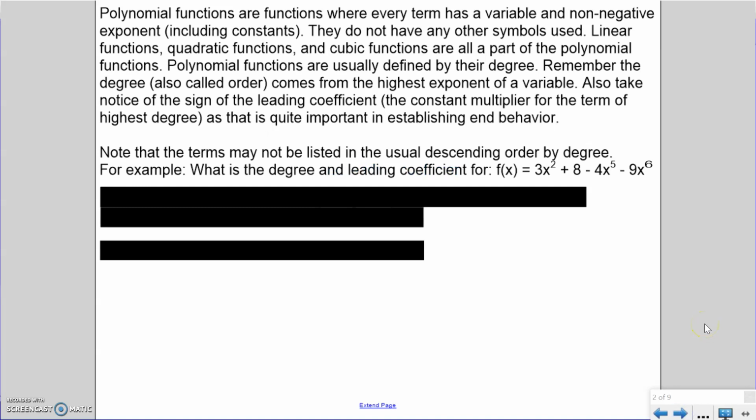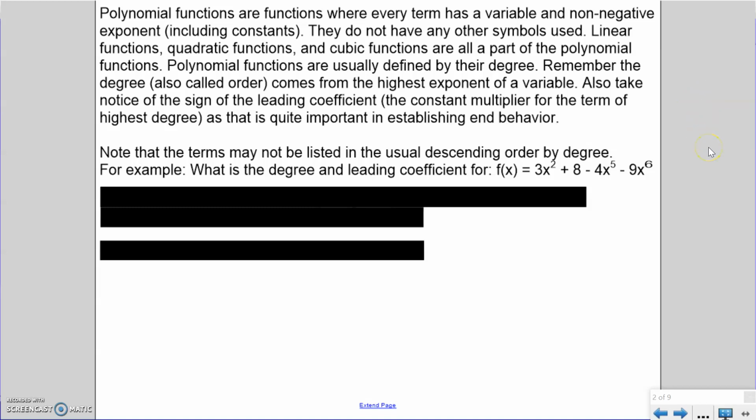So polynomial functions are functions where every term has a variable and non-negative exponent. That includes constants because that is a variable to the 0th power. They may not have any other symbols, so no square root signs, absolute value signs, no fractions where x is in the bottom. Linear functions, quadratic functions, and even cubic functions are all part of the polynomial functions family.